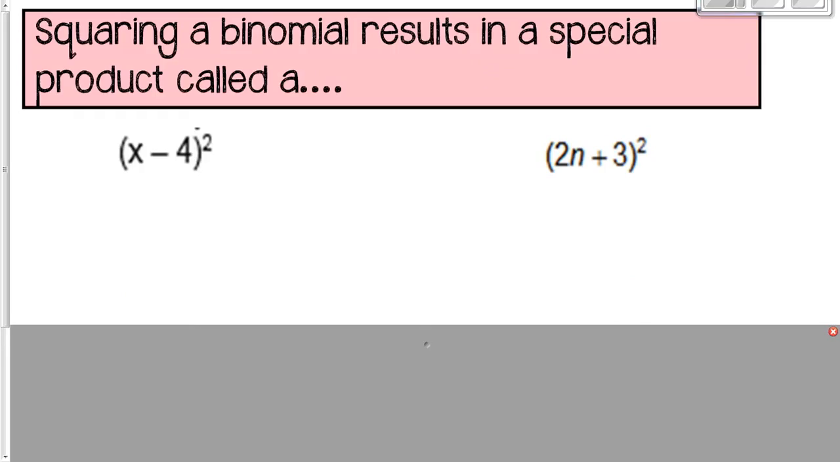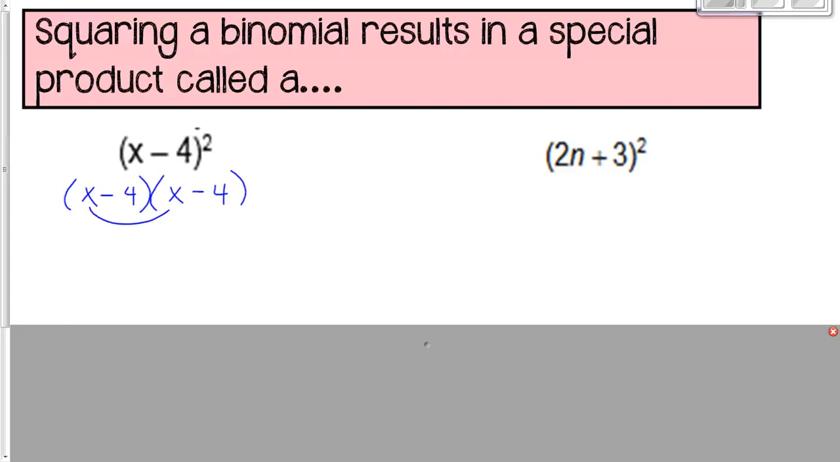Let's just look at the top of your paper. It says consider squaring a binomial. So we've got x minus 4 squared. We've done these problems before. I told you that you cannot distribute the square, and I still hold to that. But let's try actually doing it the long way, right? x minus 4 times x minus 4.